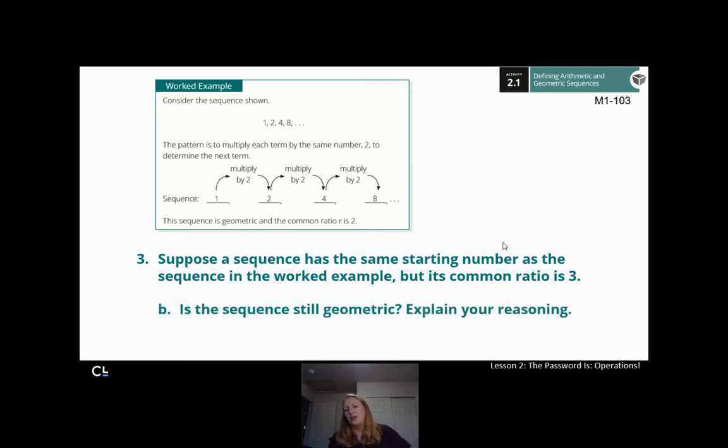If we do this with our common ratio of 3, is the sequence still geometric? Make sure you explain your reasoning. Hit pause, jot down your thoughts. Hit play when you're ready to check your work.